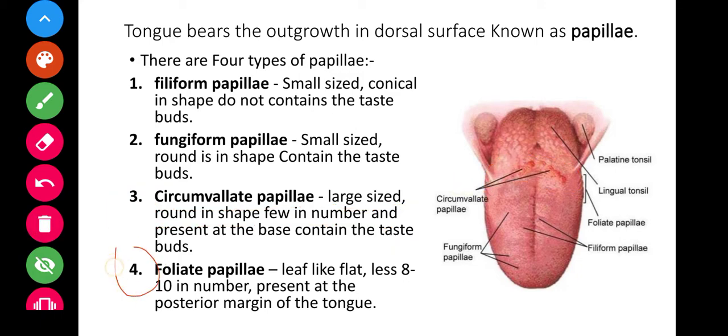Now fourth type is foliate papillae. These are leaf-like, flat, less, 8 to 10 in number and present at the posterior margin of the tongue. These are foliate papillae. These are very less in number, 8 to 10 in number.